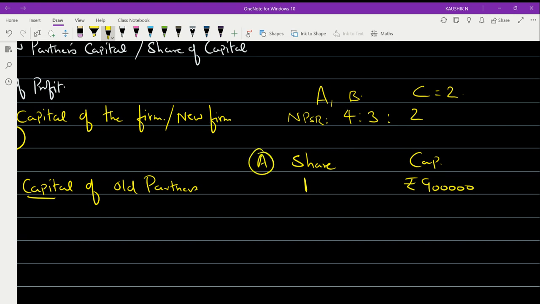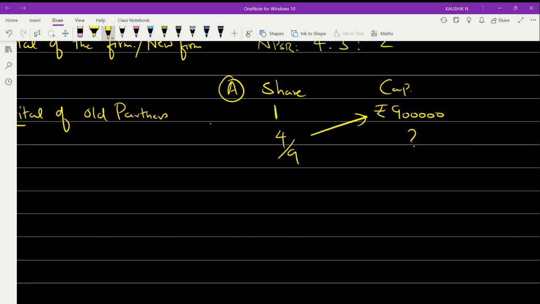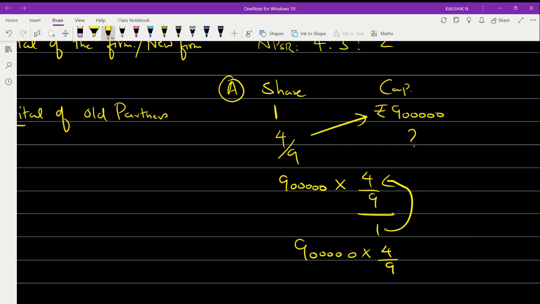Now I want to calculate A's capital first. So A's share is 4/9. For A's 4/9 share, how much capital should he have in the firm? That means 9 lakhs into 4/9, divided by the 1 here, since the 1 goes to the multiplication. So 9 lakhs into 4/9, when you calculate it, becomes 4 lakhs. So that means he has to get 4 lakhs in his account. Understood? A should have 4 lakhs.